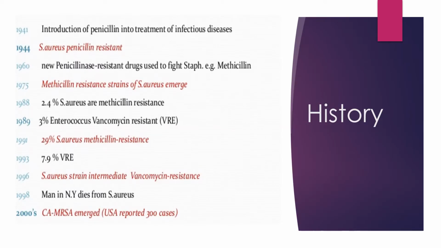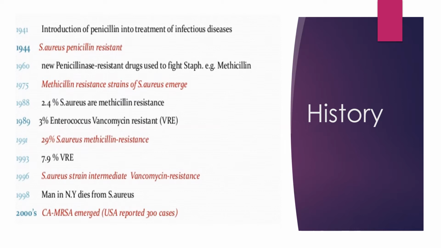Here is the history. In 1941 was the introduction of penicillin into treatment of infectious diseases. 1944, S. aureus penicillin resistant. 1960, new penicillinase-resistant drug used to fight staph, for example methicillin. 1975, methicillin-resistant strains of S. aureus emerged. 1988, 2.4% S. aureus methicillin resistant. 1989, 3% Enterococcus vancomycin resistant, VRE. 1991, 29% S. aureus methicillin resistant. 1993, 7.9%.